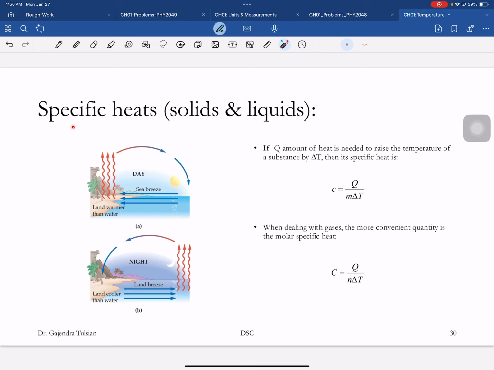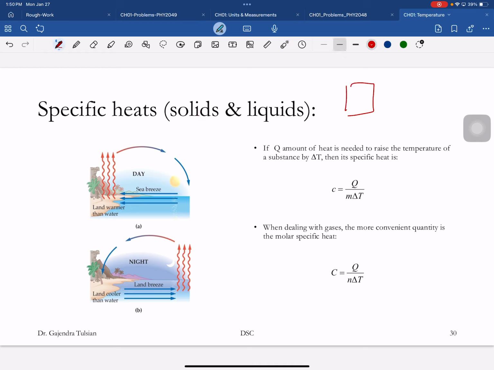All right, now we'll talk about something called specific heats. We talk about specific heats for solids and liquids. For gases, we talk about molar specific heat. The amount of solids and liquids is easily measured in kilograms, in mass. But when it comes to gases, an easier thing to measure is how many moles you have. So we define specific heat for solids and liquids.